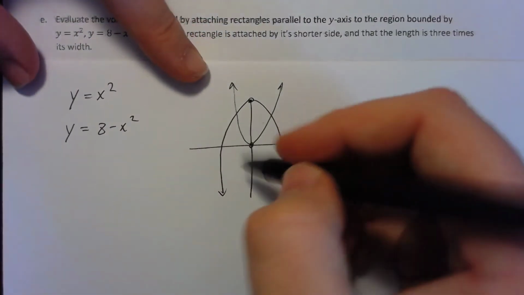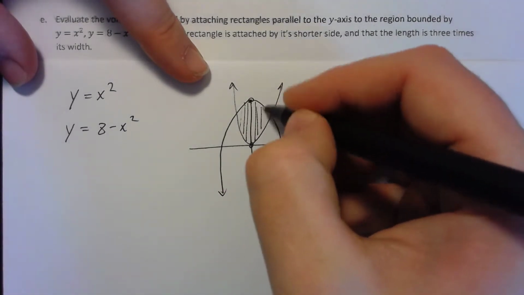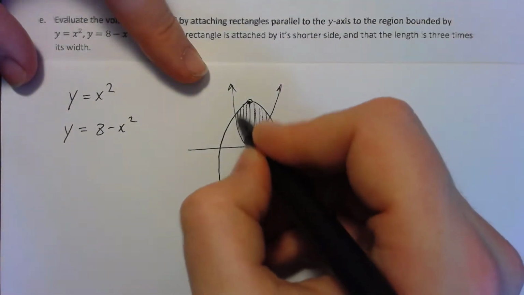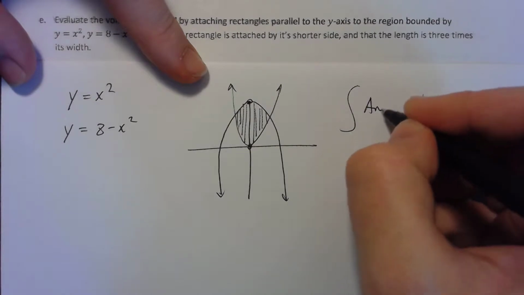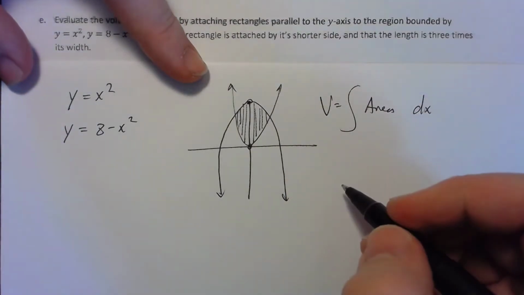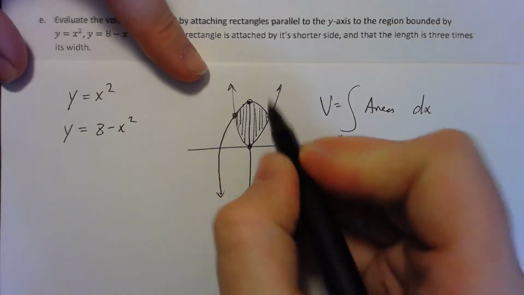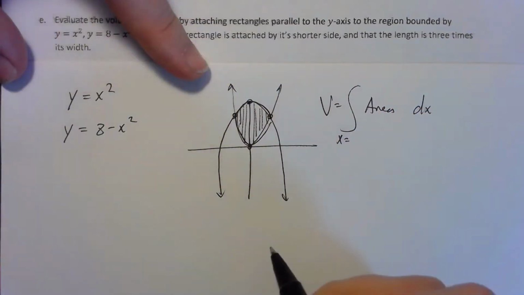So it appears as though the region that I'm attaching these rectangles to is going to be in this space right here. And again, I'm attaching them parallel to the y-axis, so I should slice this in terms of dx. So I'm going to have an integral of an area function, which is the volume, from x equals, and now I've got to figure out what these two intersection points are, where this function is clearly on top of this function on the bottom.